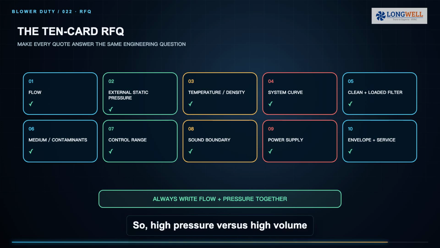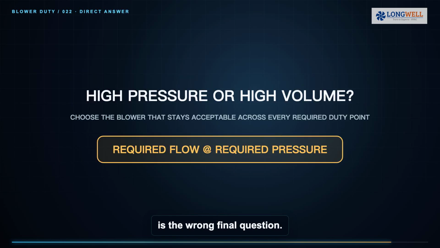So, high pressure versus high volume is the wrong final question. The better question is, which complete blower stays inside the acceptable operating region across every required duty point? Start with flow at pressure, and the right family usually becomes much easier to see.